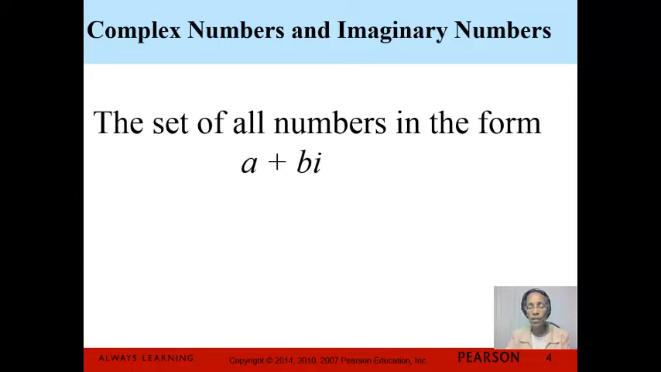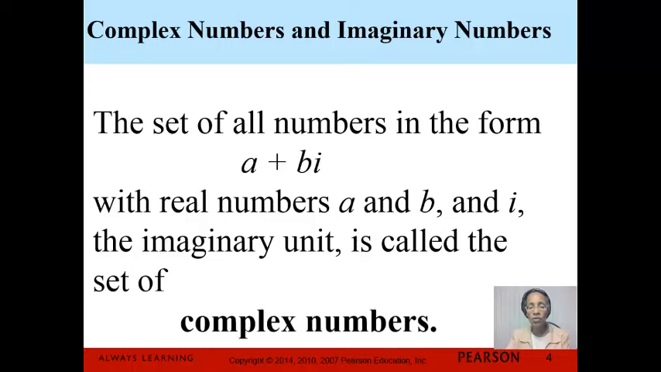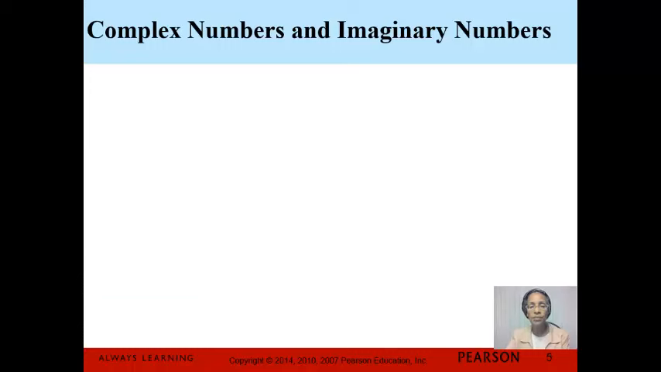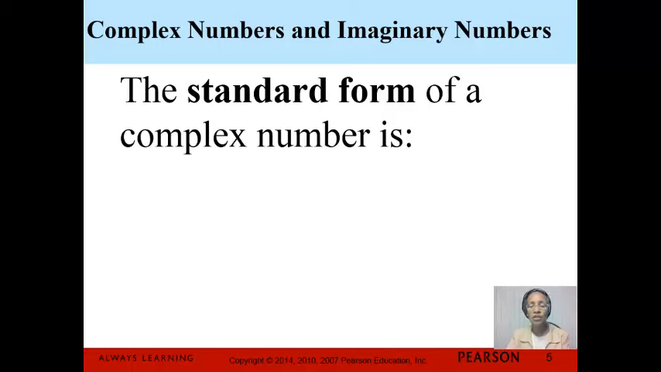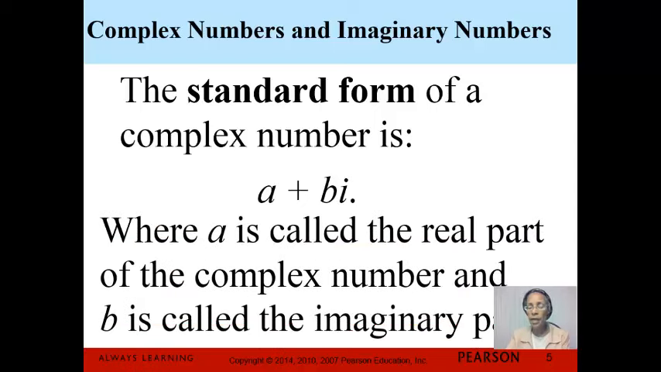The set of all numbers in the form a plus bi, where a and b are real numbers and i is the imaginary unit, is called the set of complex numbers. The standard form of a complex number is a plus bi, where a is called the real part of the complex number and b is called the imaginary part of the complex number. If b is 0, the complex number is a real number. If b is not 0, the complex number is called an imaginary number.